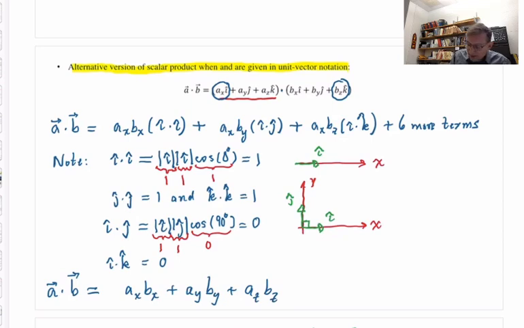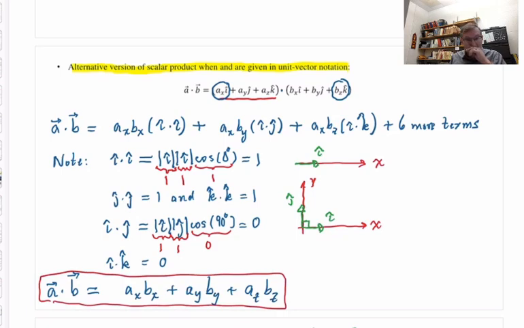This is very useful. Okay? Notice no vector symbols on the right side. No arrows of any kind, no hats of any kind. The result is a scalar product. And all you do is take the product of the two x components and add that to the product of the two y components and add that to the product of the two z components. And you will have the scalar product.